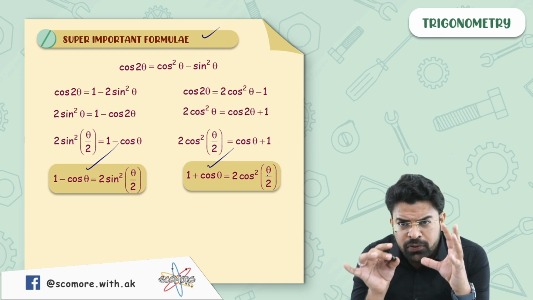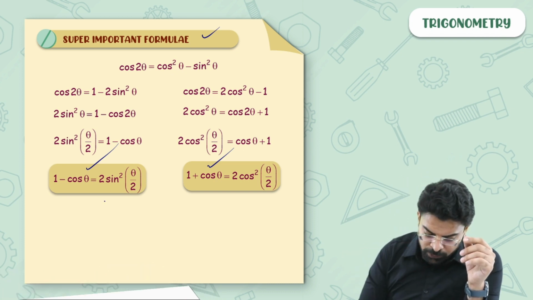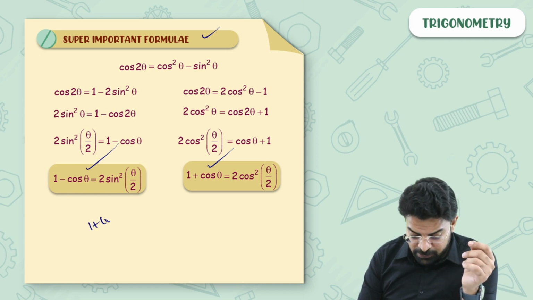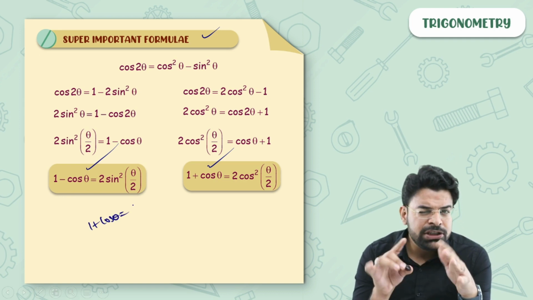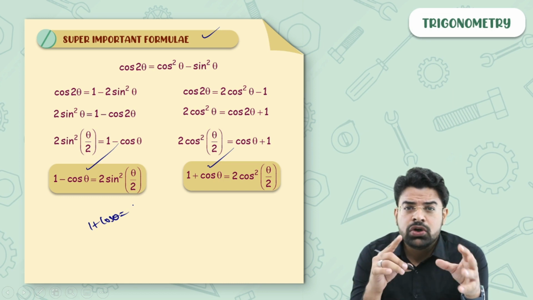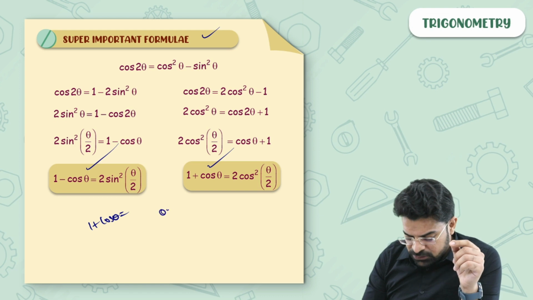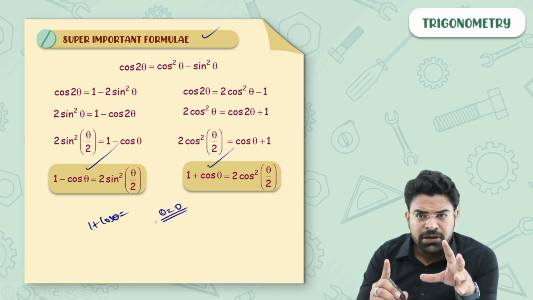If you remember the basic form of the formula and you are confused, let's say it's written 1 plus cos theta equals to what, and you are sure that it's either 2 sine square theta by 2 or 2 cos square theta by 2, but you do not remember which one, then the test is to just substitute theta equals to 0 and you will get the answer.